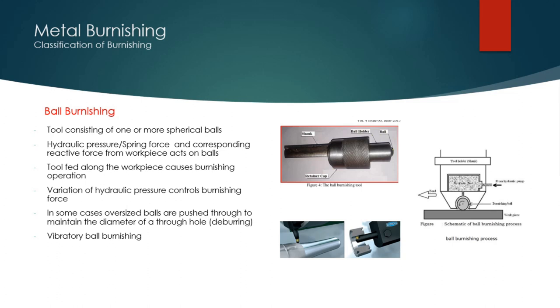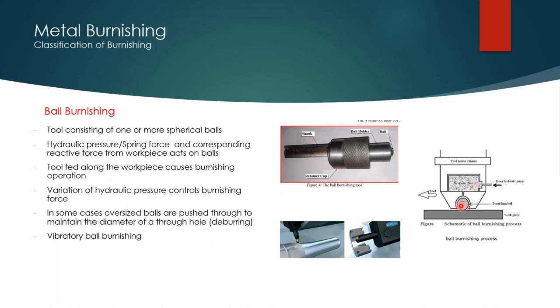The image here shows a schematic of a ball burnishing process. This is a typical ball burnishing tool, and these are slightly more advanced ball burnishing tools that are in practical use. As you can see in the schematic, there is some hydraulic fluid present in the tool holder. This is the spherical ball, which is surrounded by the hydraulic fluid. There you have a tool holder or shank, and the gray part is the workpiece. Likewise, the tool will be fed, so whatever irregularities are present on the surface of the workpiece will be flowed out, and a smooth finish can be obtained.